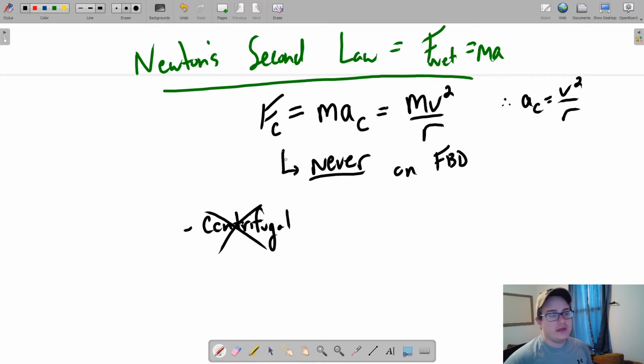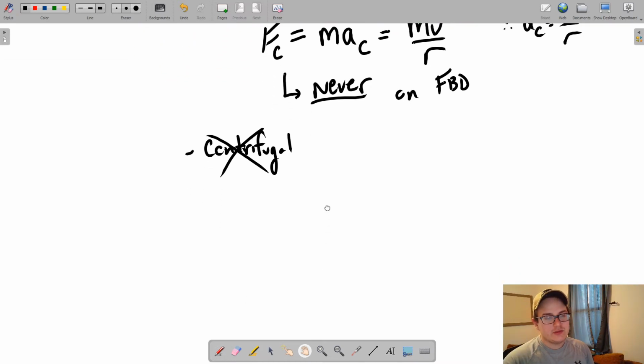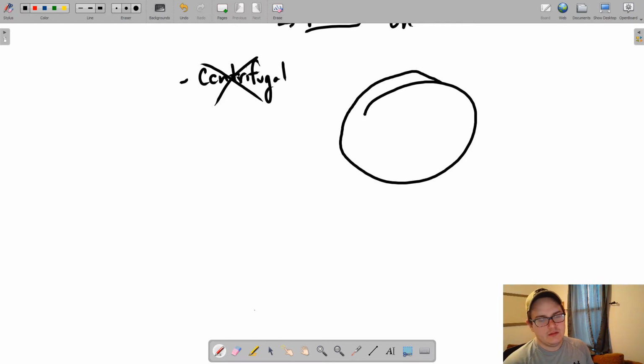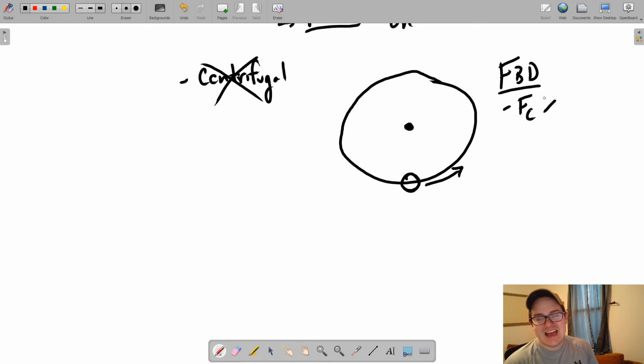All right, what do we have next? What do we do with a free body diagram of an object traveling in a circle? So let's take our object and draw a circle, about the best I can. So I've got an object right here traveling in a circle. You could say this is a tennis ball being swung above your head. Doesn't really matter. And when we draw our free body diagrams, centripetal force does not show up.